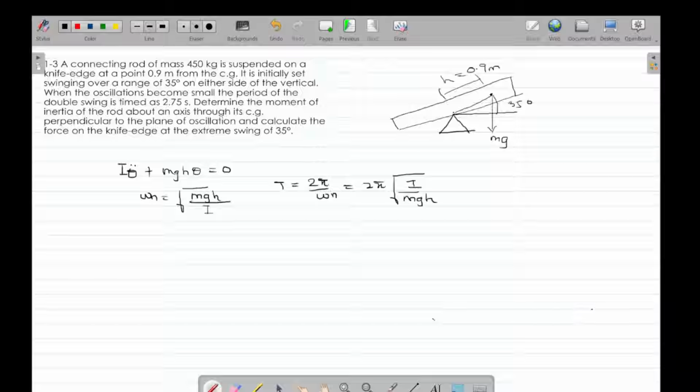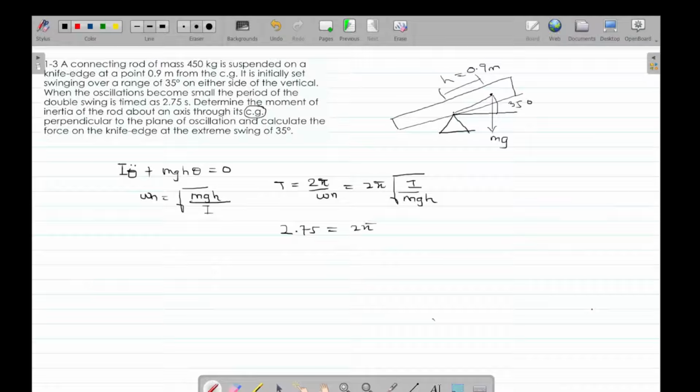A single swing will be a half cycle, right? So double will be a full cycle, and the time for the double cycle is 2.75 seconds, and that's the period. So from here we can find the moment of inertia about the tip here, but the question asks us to find the moment of inertia at the center of gravity.